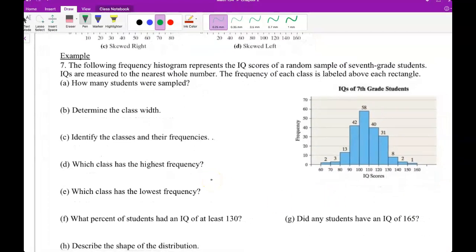Example: the following frequency histogram represents the IQ scores of a random sample of 7th grade students. And those are measured to the nearest whole number. The frequency of each class is labeled above each rectangle. So here we have these frequencies for each rectangle. Part A, how many students were sampled? What that means, find sum of frequency. Find sum.